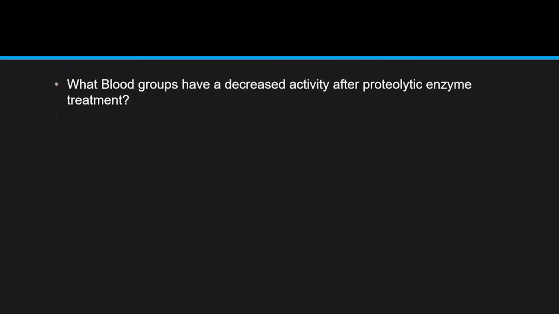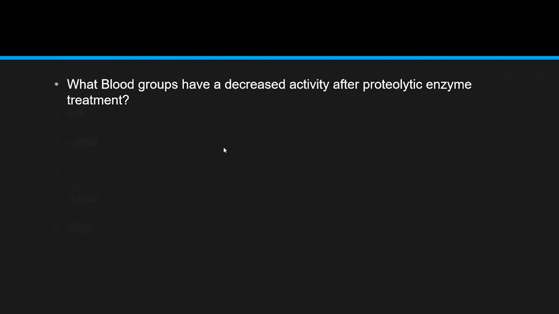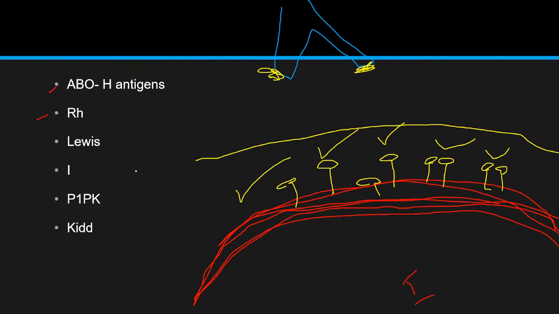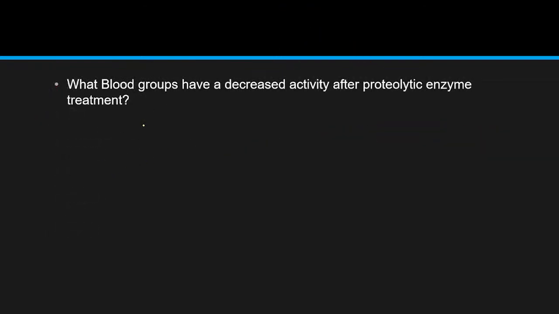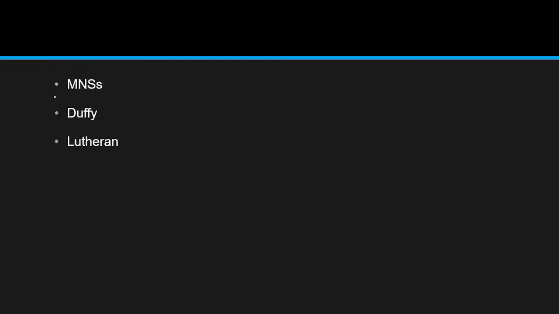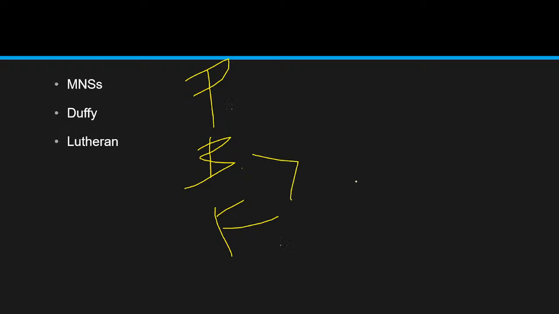All right, thank you. All right, so what blood groups are decreased by the activity of proteolytic enzymes? The Duffy, the MNSs, and Lutheran. They're going to ask you about this in the board exam. So please remember these six and these three that are decreased by proteolysis. Don't forget papain, bromelain, and ficin. Papain comes from papaya, bromelain and ficin come from pineapples.